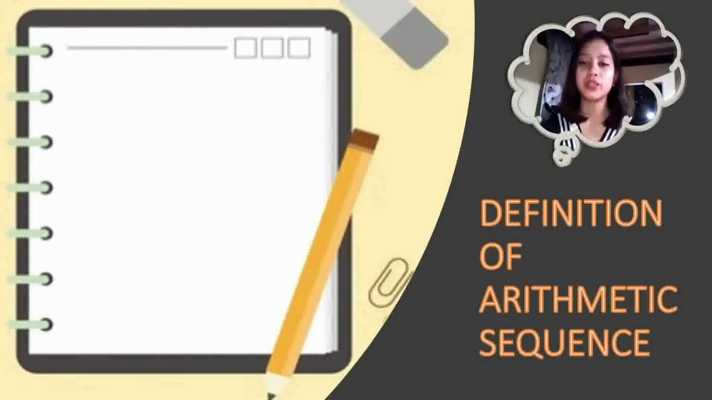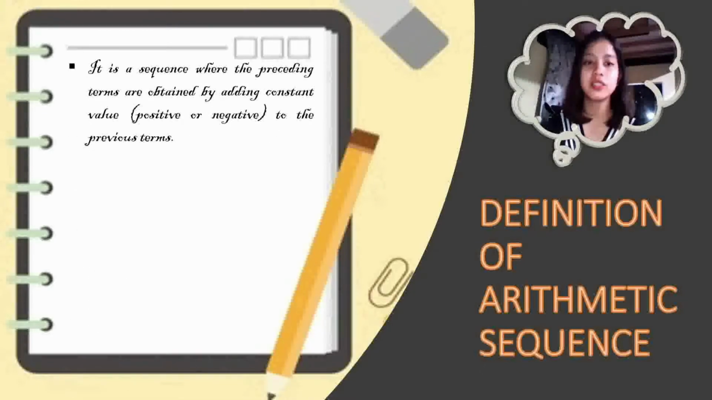Definition of arithmetic sequence. It is a sequence where the preceding terms are obtained by adding a constant value, either positive or negative, to the previous term. So kapag positive ang idinadagdag natin to the previous term, ibig sabihin yung sequence natin ay increasing. At kapag negative naman, ibig sabihin ang sequence natin ay decreasing.